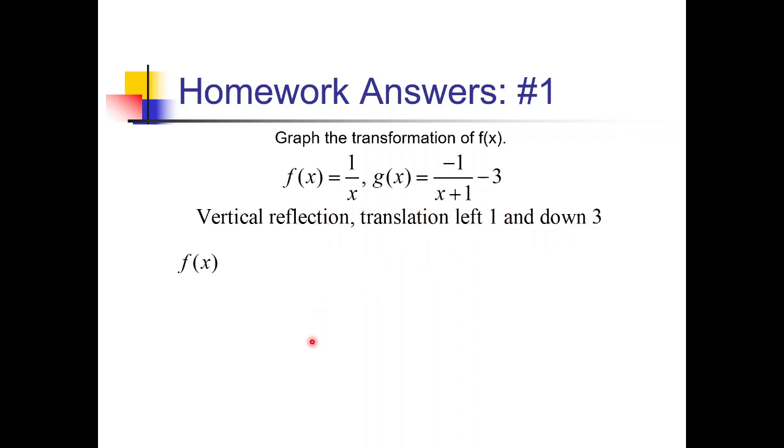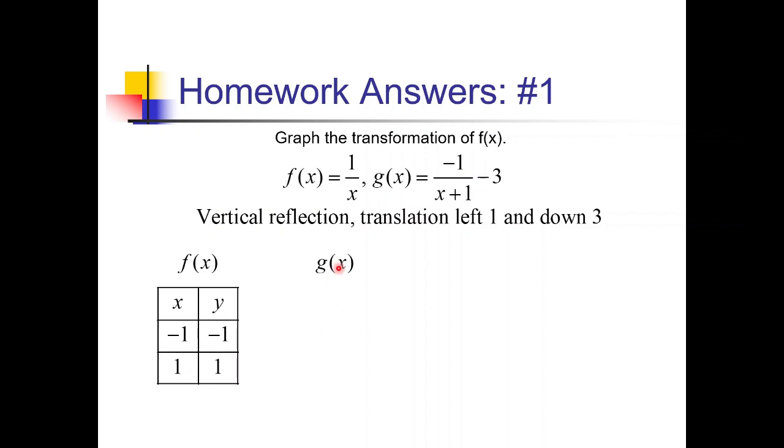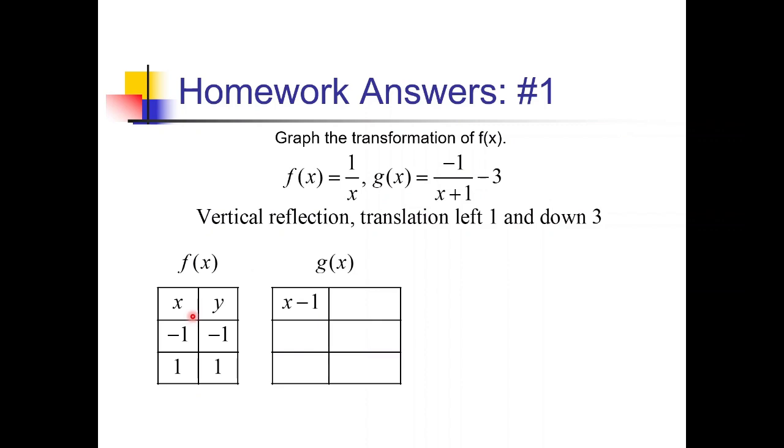So let's do our parent table, which has -1, -1, and 1, 1. And now for the g function, to change these rules, since I'm going left 1, I need x minus 1. And since I am doing a vertical reflection and also going down 3, I need a negative y minus 3 for all that. So doing x minus 1, we've got -1 minus 1, which is -2. 1 minus 1 is 0. And then negative, for the y values, -1 is 1, minus 3 is -2. Then we have -1 minus 3, which is -4.